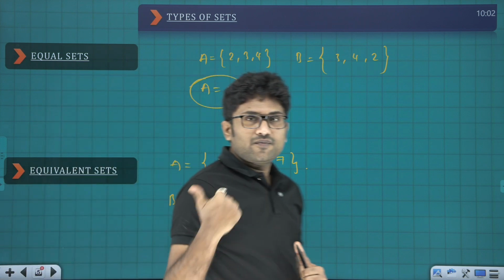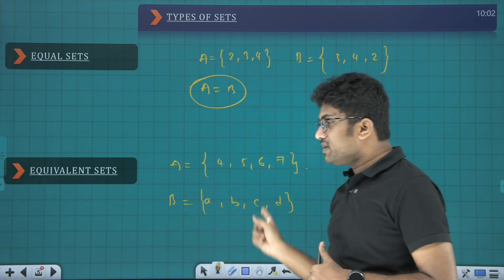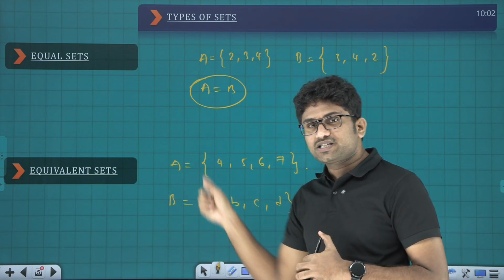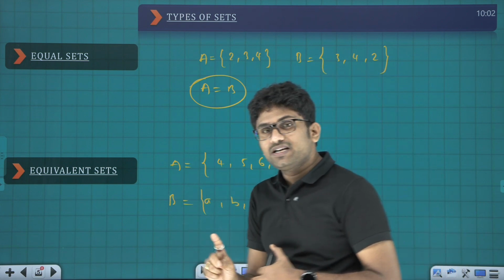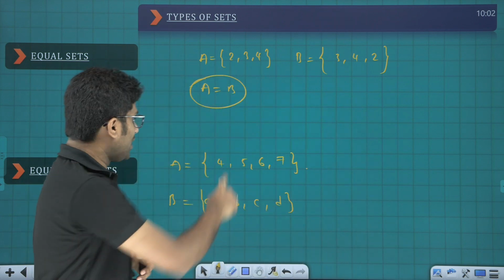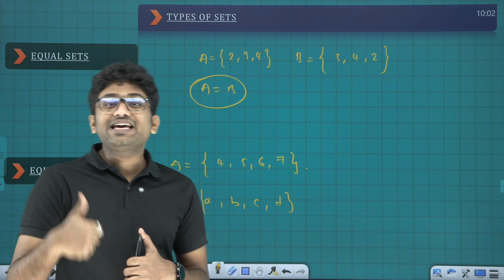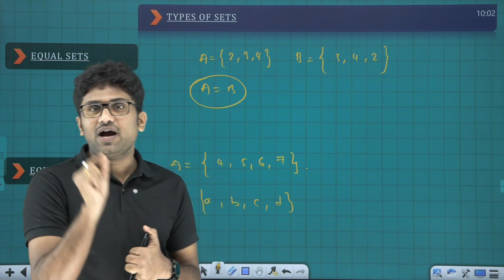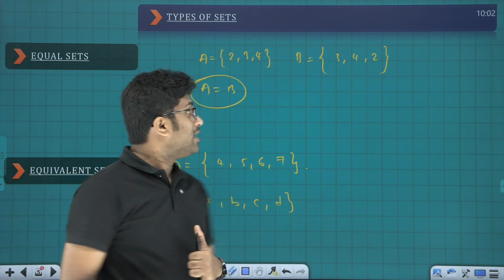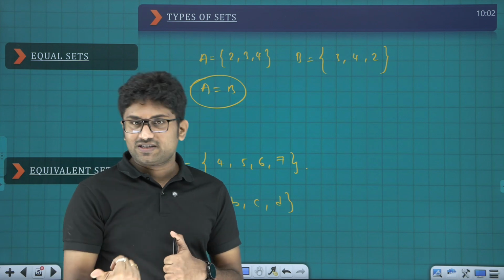Set A: 4, 5, 6, 7. Set B: A, B, C, D. Now if we compare, these two sets are not equal, but they have the same number of elements. There are 4 elements in set A and 4 elements in set B. So we call them equivalent sets. A and B are called equivalent sets. Two equal sets are always equivalent sets.